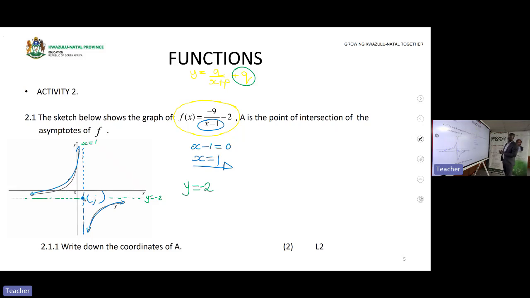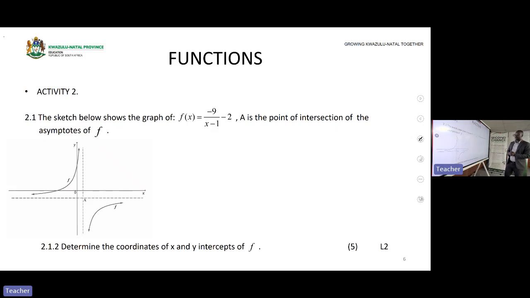By doing that, we have answered the first question, which says, write down the coordinates of A. We were told that A is the point of intersection of the asymptotes. It's where your asymptotes meet. So we already have the coordinates of A: x is 1 and y is -2. So that's how you will do that question.